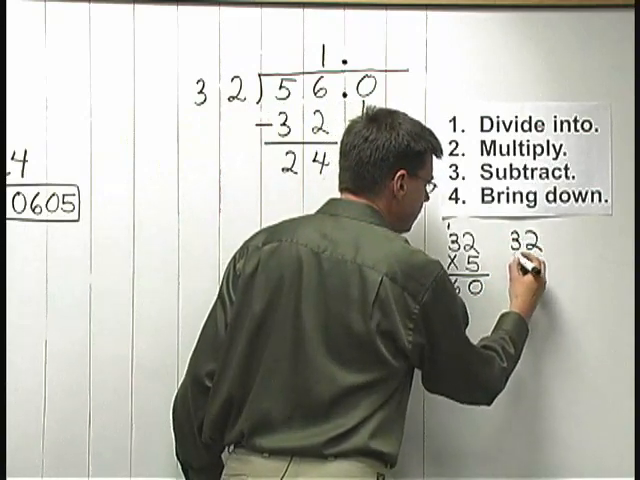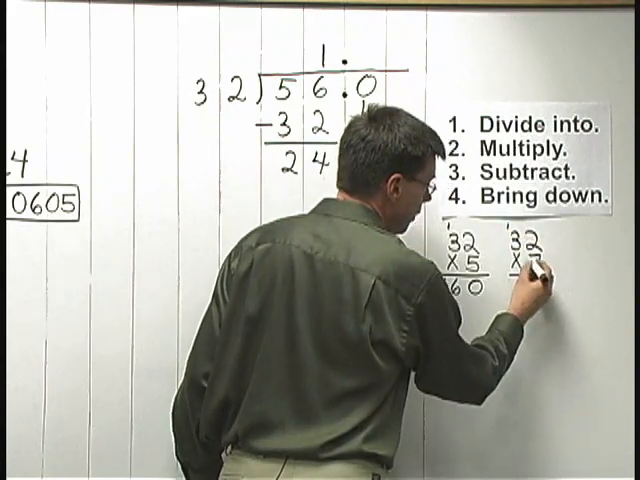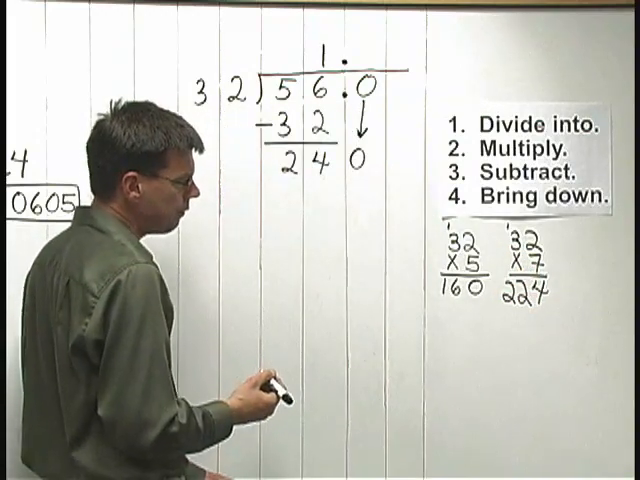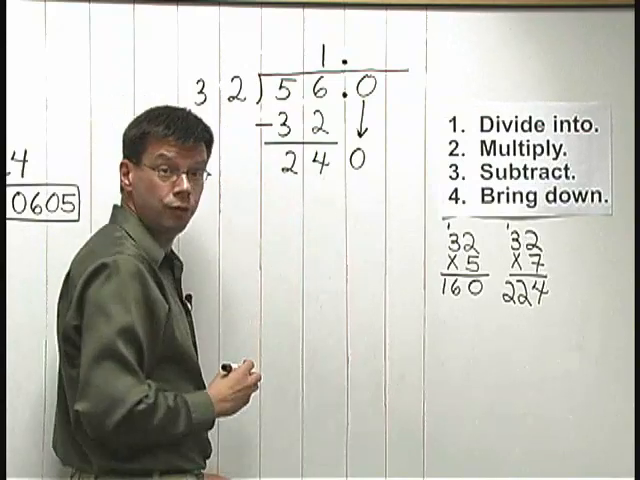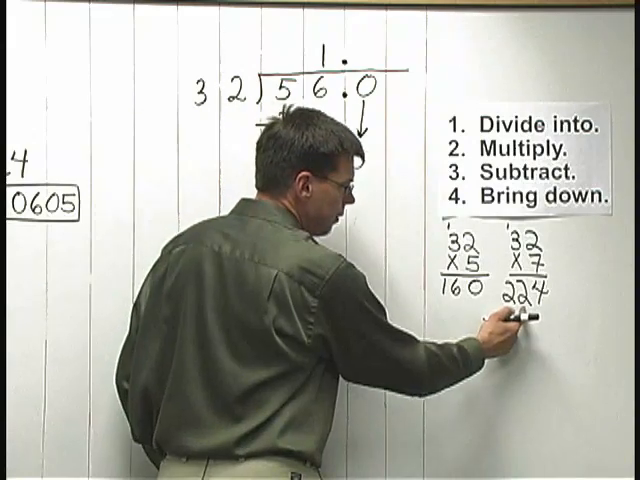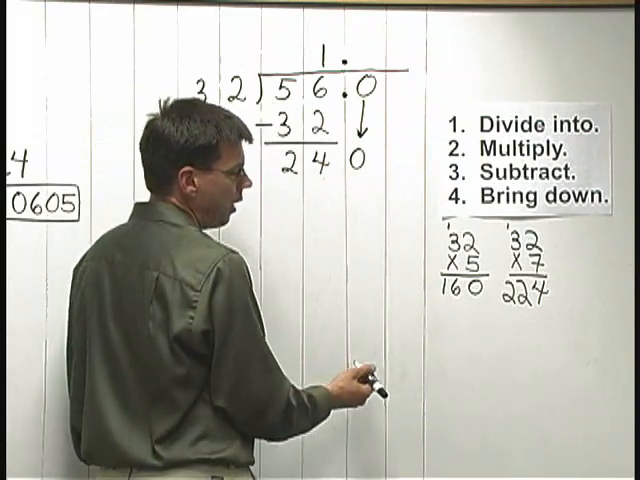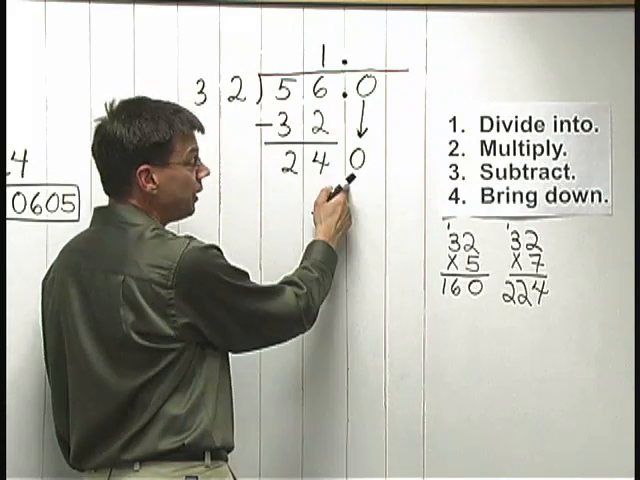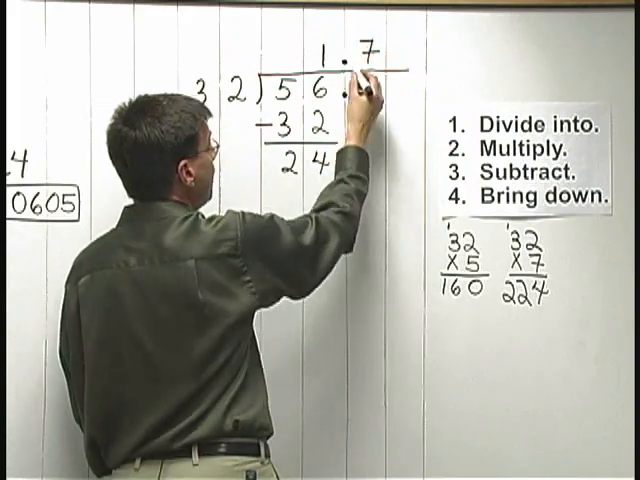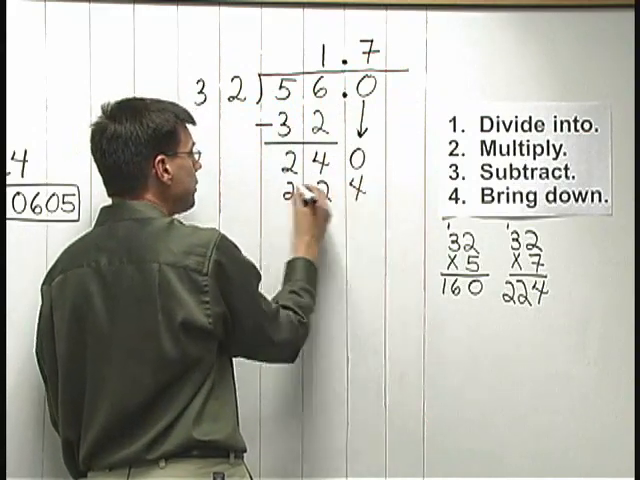I need a larger number than 5. Let's jump to 7. Try 32 times 7. 7 times 2 is 14. Write the 4, carry the 1. 7 times 3 is 21. Plus 1 is 22. I get 224. That's pretty close to 240. 32 times 8, I believe, will be too big. That's going to be quite a bit bigger than 224. So let's go with 7. In fact, 32 times 8 will be bigger than 240. So I write my 7 up above the 0 I brought down. 7 times 32 is 224. We just figured that out.